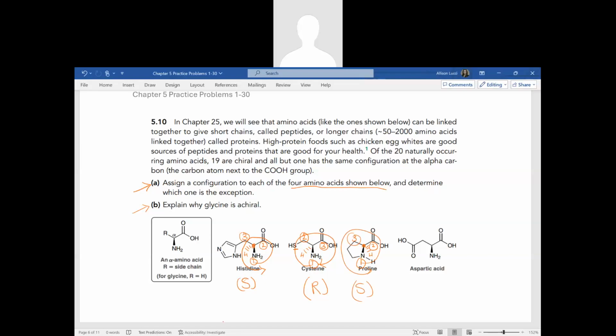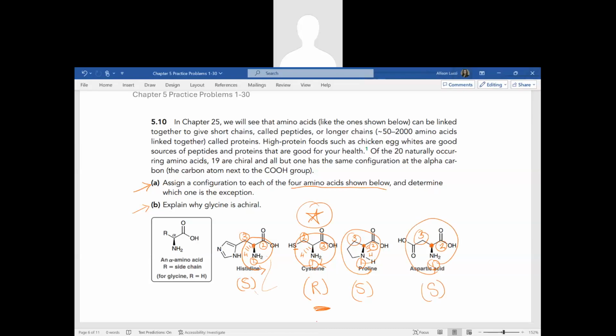So if aspartic acid is also S, then we'll know that the exception is our cysteine. So here's our chiral carbon, highest priority on the nitrogen, second here, third over here. So we see 1, 2, 3. So we have 3 S configurations for these amino acids. So our exception then would be our cysteine here, which is the R configuration because of that sulfur, that thiol group.